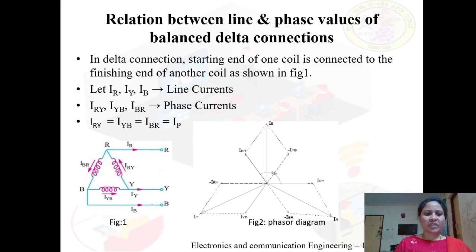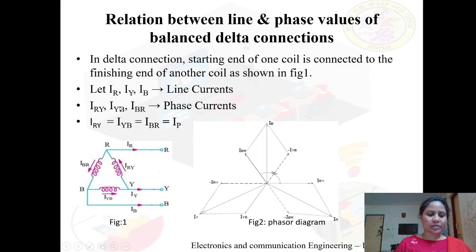connection. In delta connection, we know that the three phases are connected in such a way that it forms a closed loop, that is, the starting end of each coil is connected to the finishing end of another coil. So as we see in this first figure, let us take the different parameters, that is the line currents.